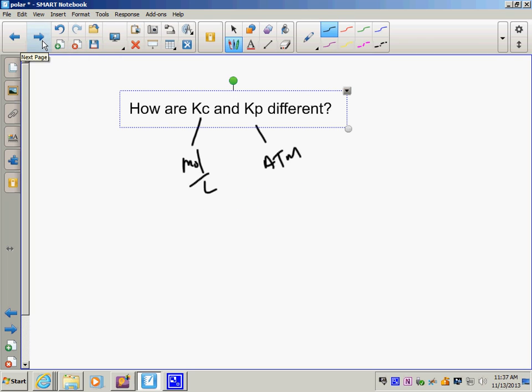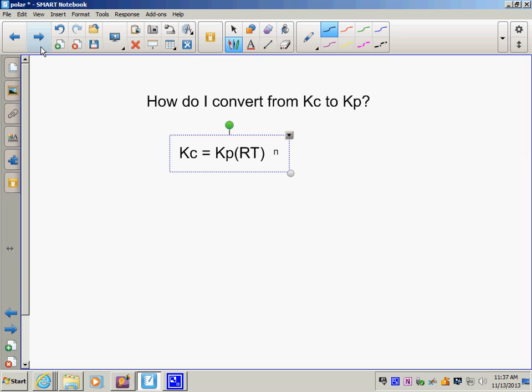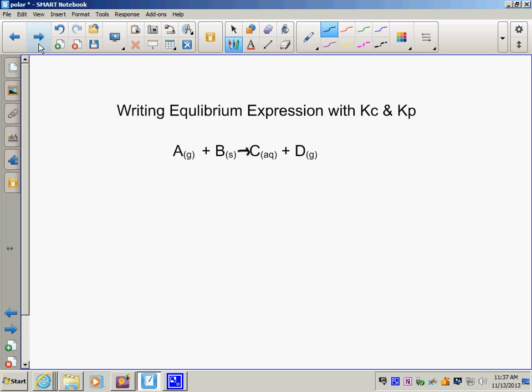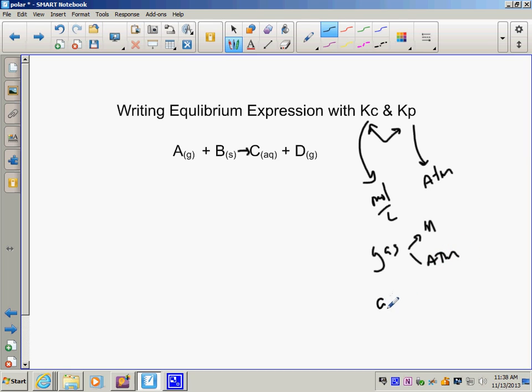The next question would be, how do I convert from Kc to Kp? I'm actually going to do this slide first, writing expressions for Kc and Kp. One difference between Kc and Kp is how you write your expressions. Kc is only going to include things that are in moles per liter, whereas Kp is going to use things that are in atmospheres. Gases can be measured in moles per liter or in atmospheres, either one. But aqueous compounds can only be measured in moles per liter. They cannot be measured in atmospheres.